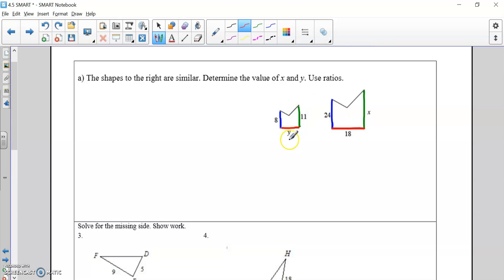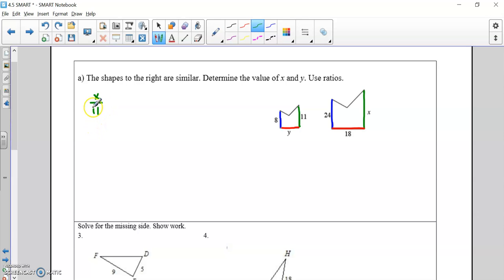All right, so now you'll notice that we're actually missing 2 pieces here. So this is actually 2 problems kind of mixed into one. For the first one, we can try to find x first, okay? We know that we need to find x, and so we'll set up that ratio first. X over 11.